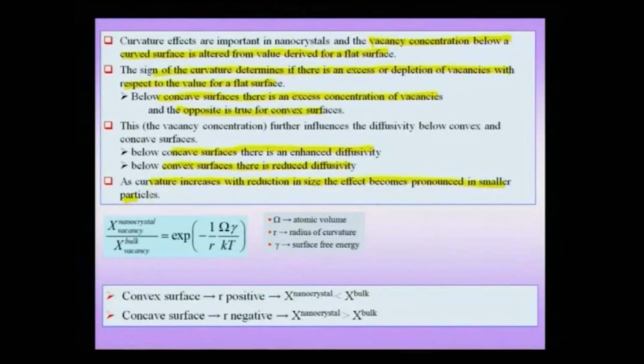Now, the concentration of vacancies in a nanocrystal, vis-a-vis the fraction in a bulk crystal, can be given as exponential of minus 1 by r, omega gamma by k t. Gamma is of course the surface energy, omega is the atomic volume, and r is the radius of curvature. For a convex surface, r is positive. This means that x nanocrystal is going to be smaller than x bulk. For a concave surface, r is negative. On the other hand, this implies that x nanocrystal is going to be greater than x bulk, where x is the fraction of vacancies either below a convex surface or a concave surface.